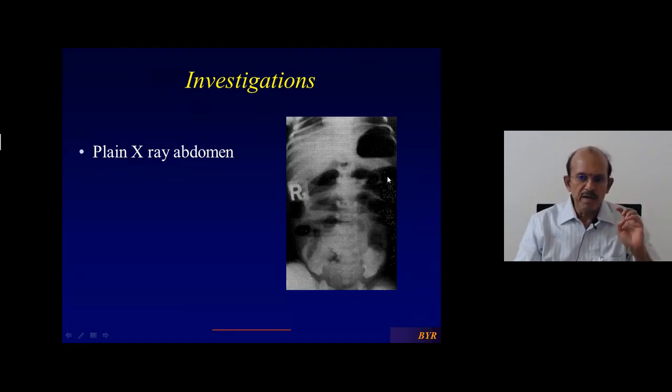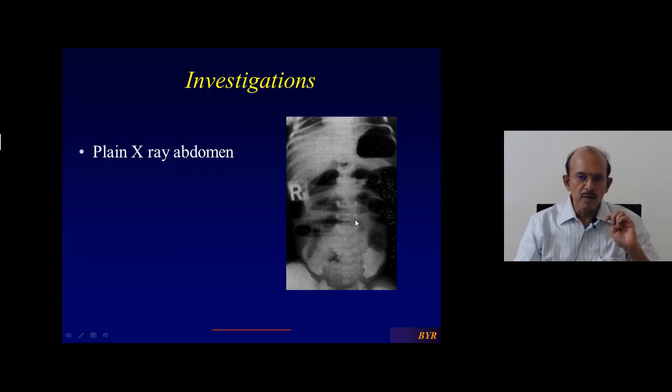Number two, the finding. What finding are you seeing here? You are seeing multiple air bubbles. Are they bubbles? No. If they are round, we call it a bubble. But it is round only at the top. At the bottom, it has a horizontal border. This has a horizontal border, this is a horizontal border. So like that, you are seeing multiple air fluid levels.